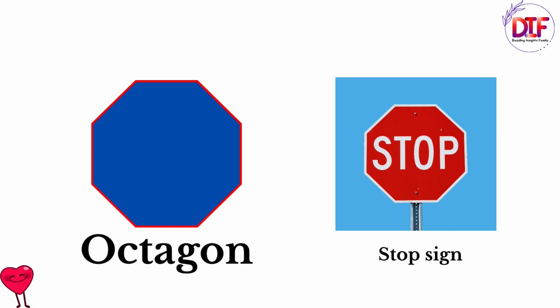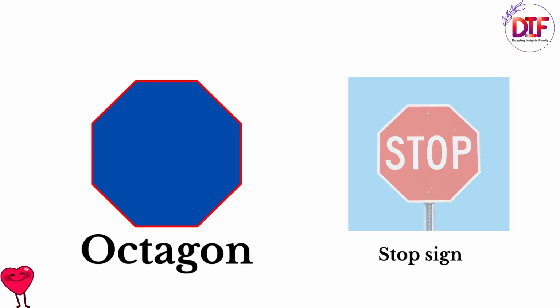Okay? And the next one we have here is octagon. Octagon, O-C-T-A-G-O-N, octagon. Octagon has 8 corners and 8 sides. A very good example of this shape is the stop sign that you see in most places. It has 8 sides and 8 corners as well. But you can also look around you and find out other things that have this shape too.